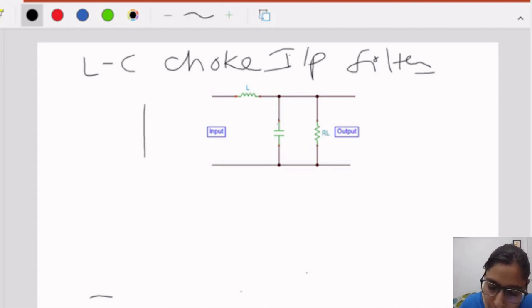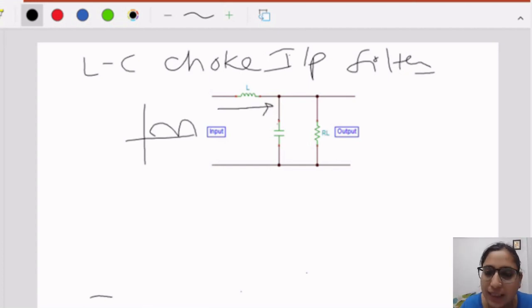See, first, if the input signal is going and L is first, what is it doing? Passing the DC signal and blocking the AC one. It is providing an open circuit for the AC signal. Now what is happening? If a few AC signals are left, then this capacitor is working and making those AC signals go directly into ground. Why so?